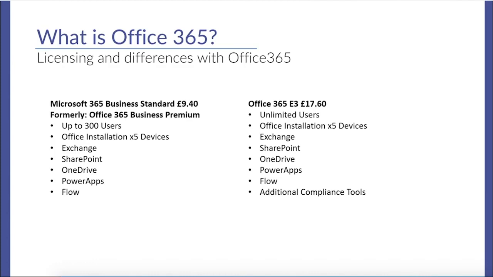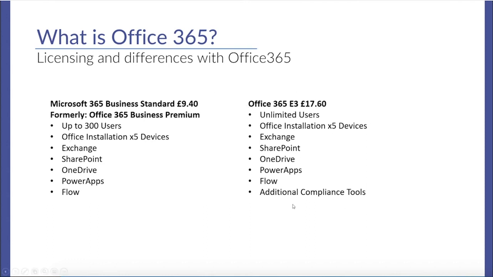So when Office 365 first launched, we were given the Office 365 tag, and that's what it was called. It was called Office 365. And one of those licenses was called the Office 365 Business Premium. So this has been one of the most popular licenses that's been available. It includes everything that I've showed you today. So it includes Teams, SharePoint, Exchange, Power Apps. It includes the ability to install Office.